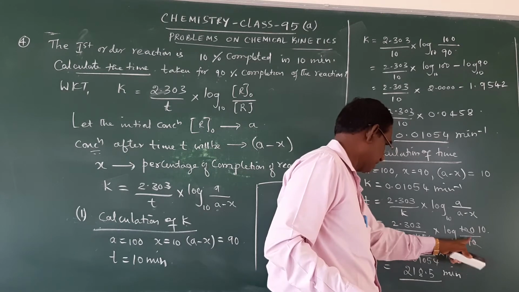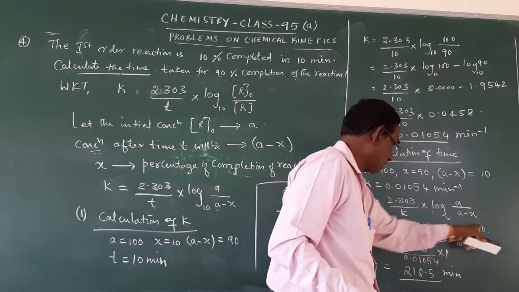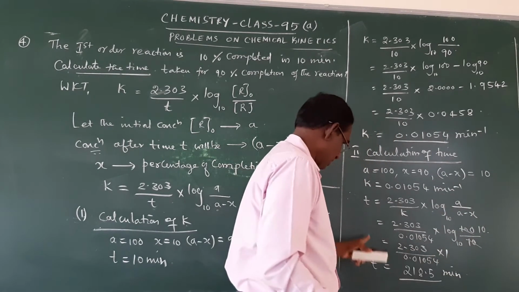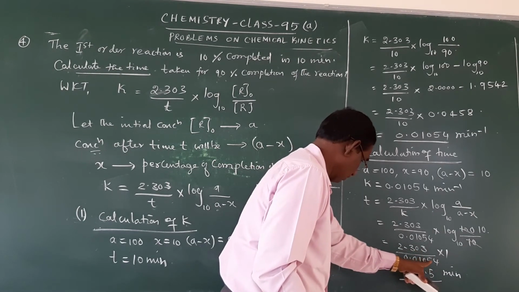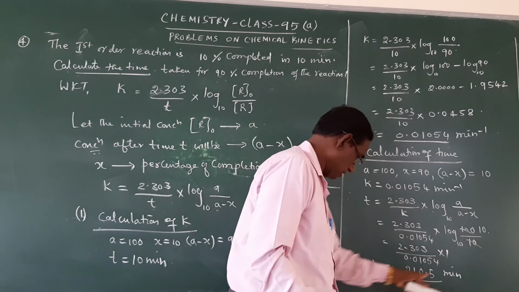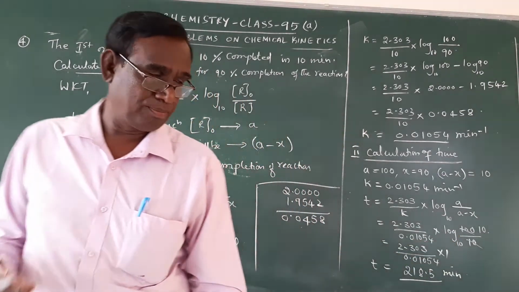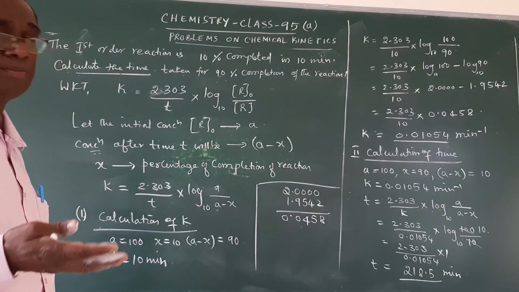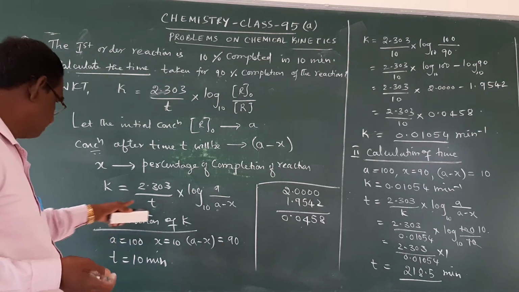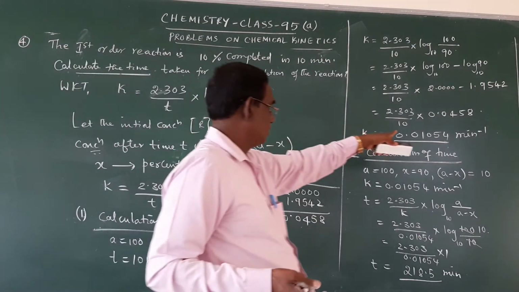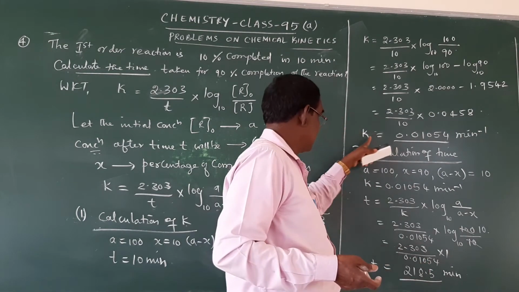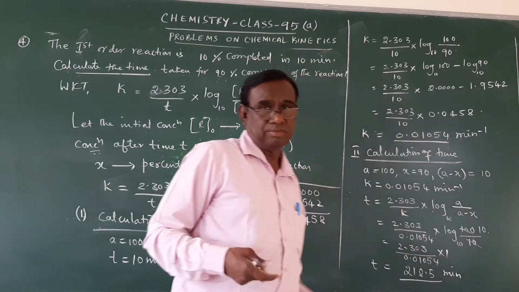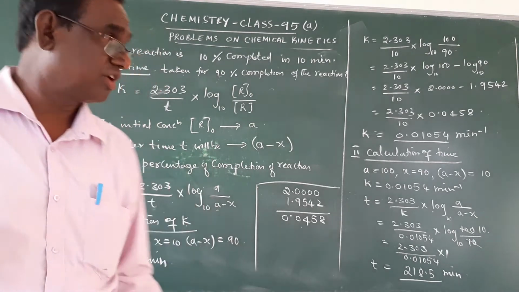100 divided by 10, 10 it will go. Log 10 to base 10 is 1. So therefore 2.03 divided by 0.01054, and finally we will be getting 218.5 minutes time. K is of course 0.01054 per minute. It is minutes, you see. Time in minutes, that is rate constant in what? Per minute. That's all. So that is how you can solve this problem.